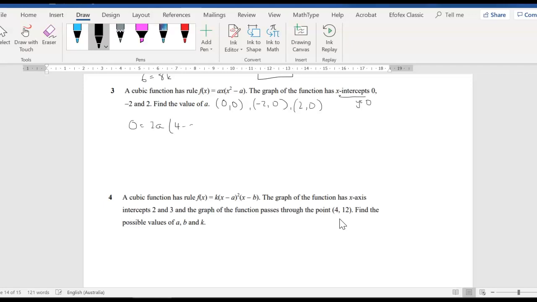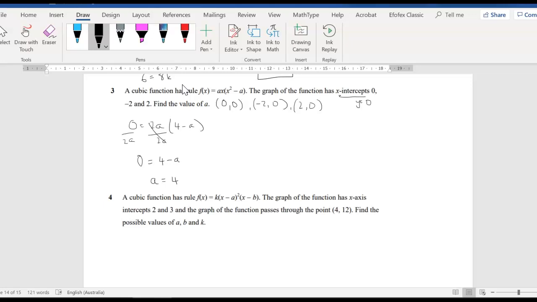So 4 minus A. All right. All right, so let's get rid of that 2A. Now don't expand this. You're going to complicate it a bit more. So I'm just going to divide both sides by 2A. Okay, so that disappears. 0 divided by 2A is just 0. So I'm going to have 4 minus A. So that means A is equal to 4.